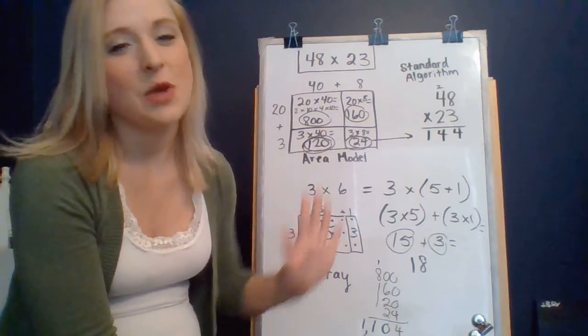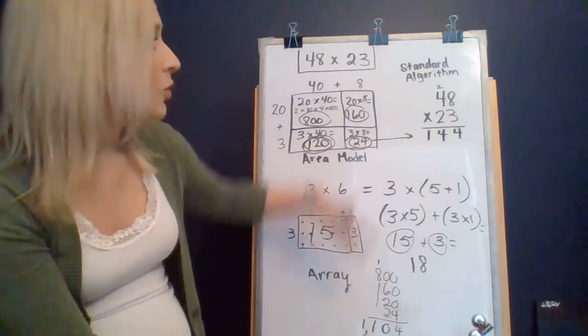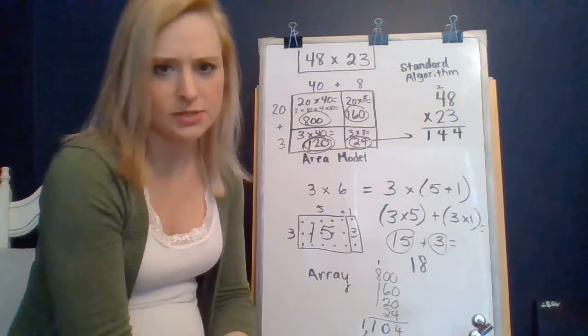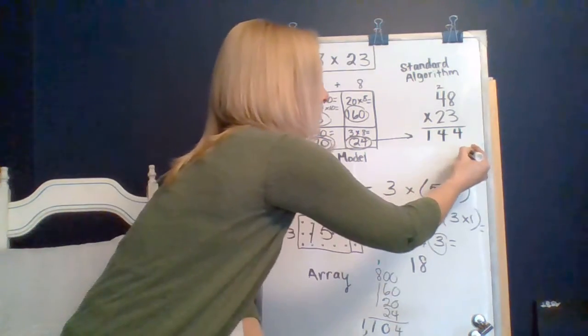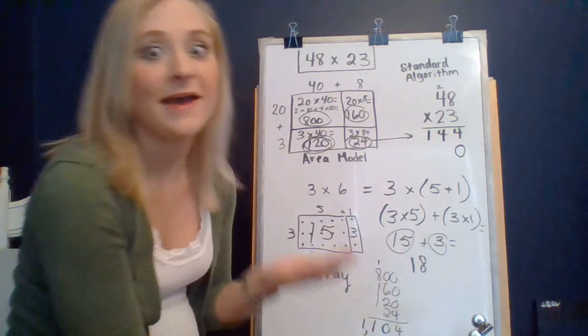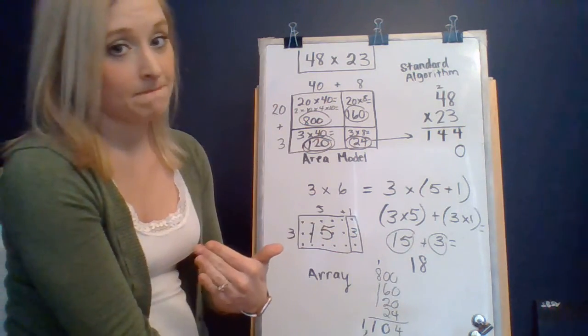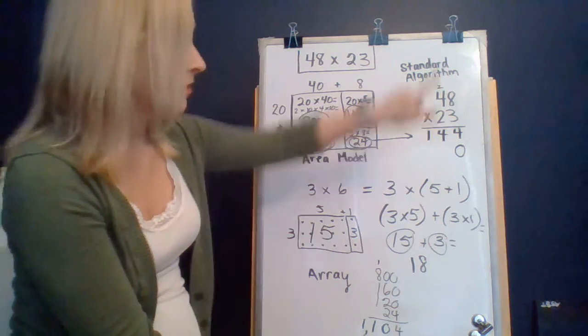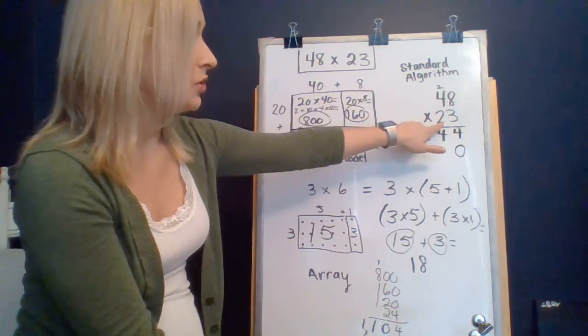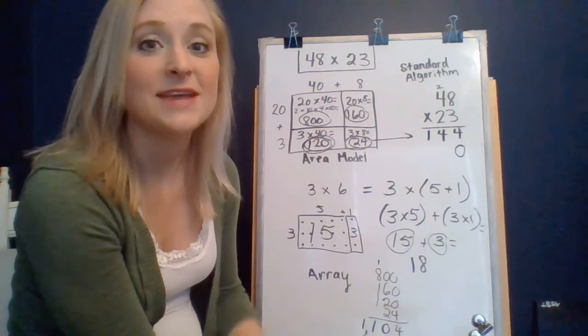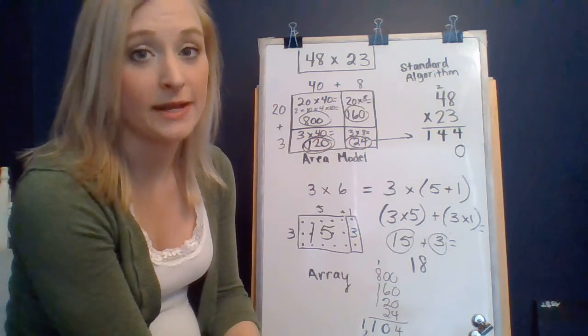Okay, so then what about the next part? We know using the standard algorithm, the next step is to come down and put your placeholder 0, right? You just automatically put a 0. But why? I ask my students, why do we put that placeholder 0? Well, think about what you're about to multiply. You're about to multiply 48 times the 2, but that is not a 2. That is a 2 in the tens place, so it's actually 20.